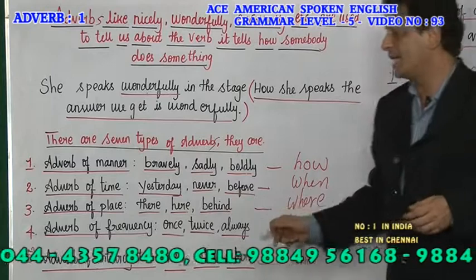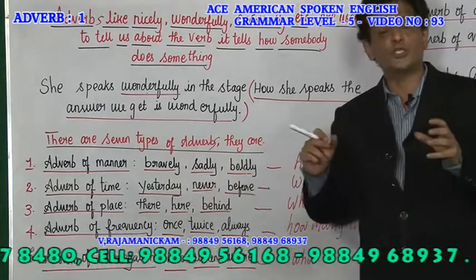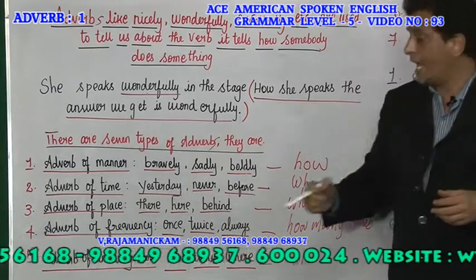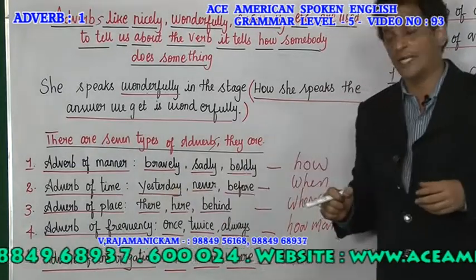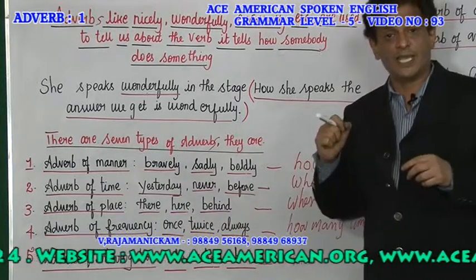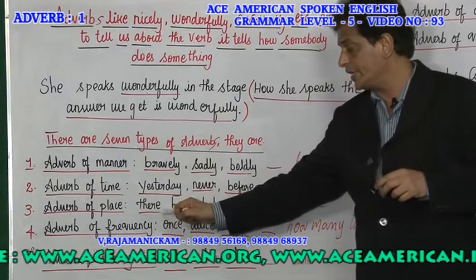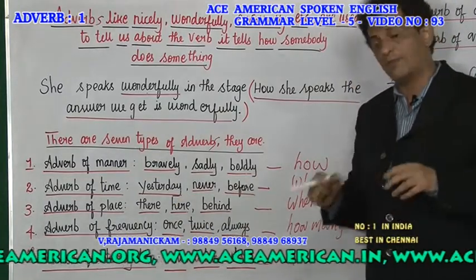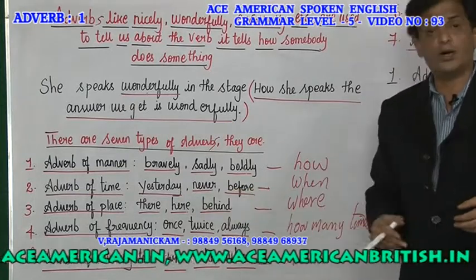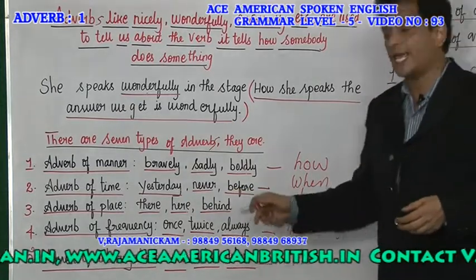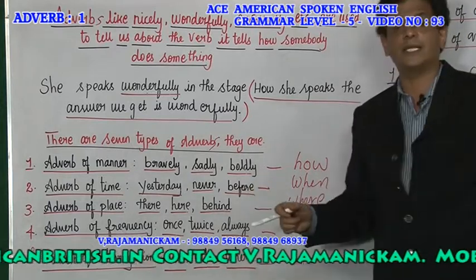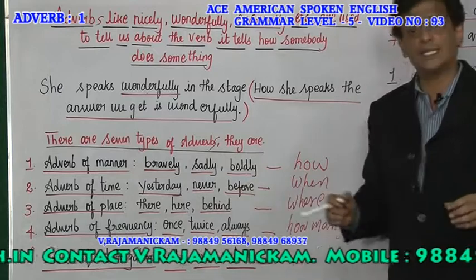Adverb of place, வினையுரிச்சொல் இடம். வினைச்சொல்லிடம் எங்கே என்று கேட்க வேண்டும், அதனுடைய பதில் adverb of place. அவன் வந்தான், எங்கே? There, அங்கே வந்தான். Here, இங்கே வந்தான். So இங்கே adverb of place. He came, எங்கே? Behind, என் பின்னாடி. So behind என்பது வினையுரிச்சொல் இடமாக வருகிறது.